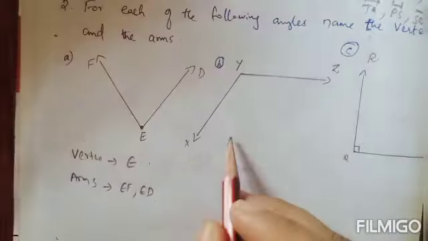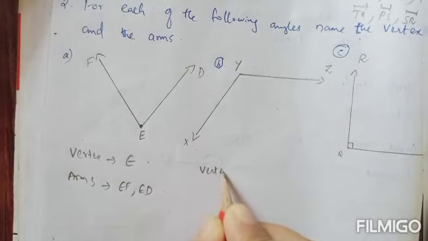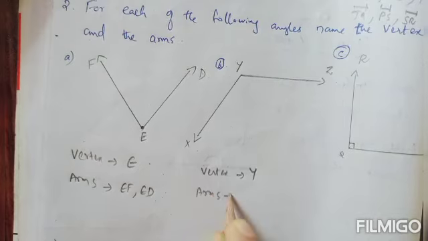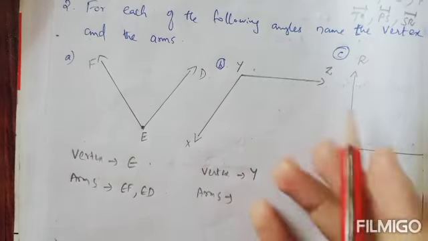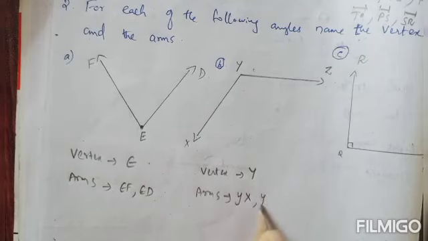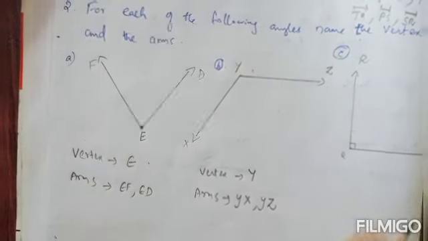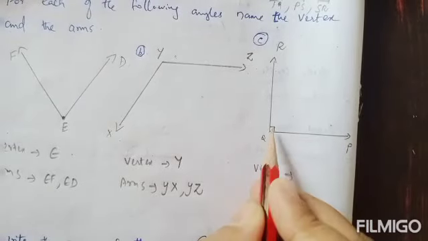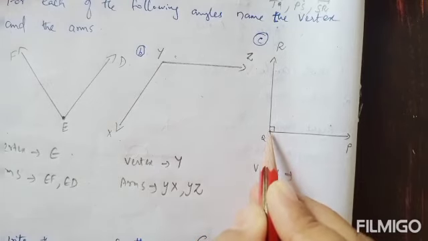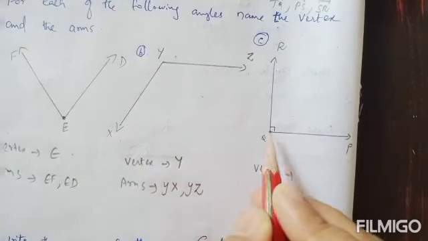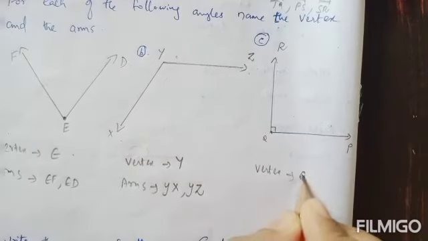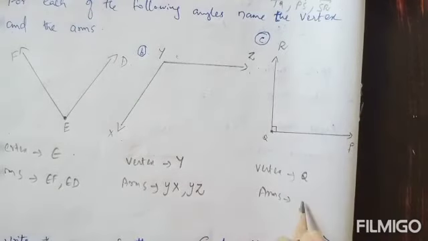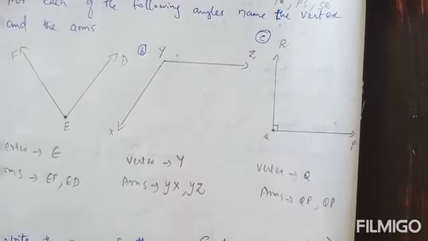Next, in the second angle, the vertex is Y. Y you can see here. Now which are the arms here? It is YX and YZ, two rays. YX and YZ are the two arms of the angle. Next, in the third angle, which is the common vertex? You can see the two rays intersect at a point Q. Two rays join at a point Q. So that is the vertex and the arms are the two rays QR and QP. These are the arms of the angle.